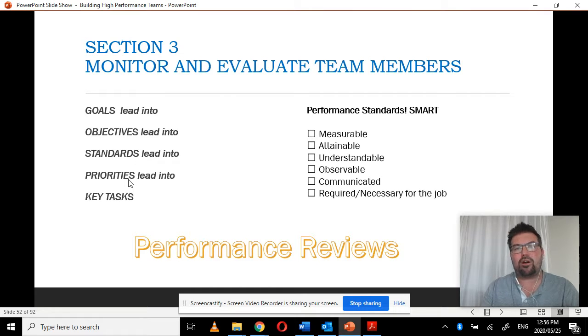Then we need to look at the priorities. So certain tasks will be prioritized over other tasks because they're going to lead to the goals. Then we're going to take those priorities and we make them into key tasks. So those are the things that if they do it properly, okay, if they visit 5 new shops every single week, that will lead to a new priority of breaking into new markets, which will lead to new standards, which will lead to objectives, which will lead to the goals being achieved. So all of that links back to your key tasks.